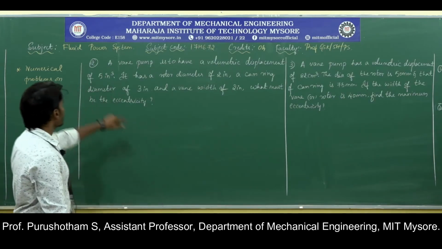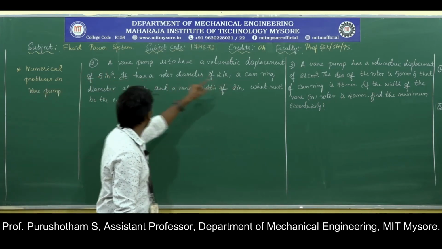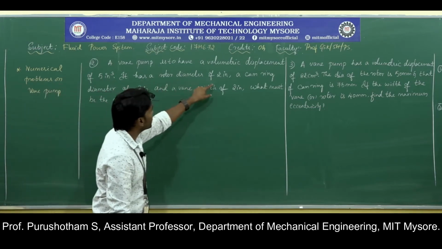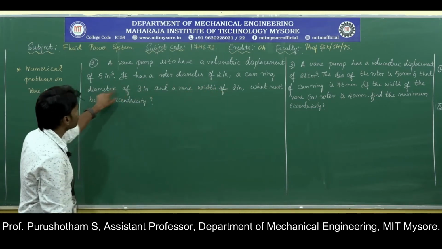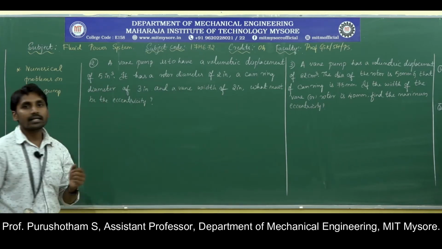So moving on to the next problem. First I will read out the problem. A vane pump is to have a volumetric displacement of 5 inch cube. It has a rotor diameter of 2 inch, a cam ring diameter of 3 inch, and a vane width of 2 inch. Then what must be the eccentricity?